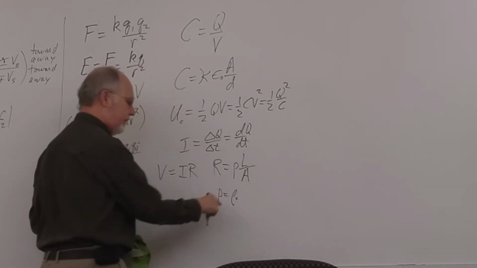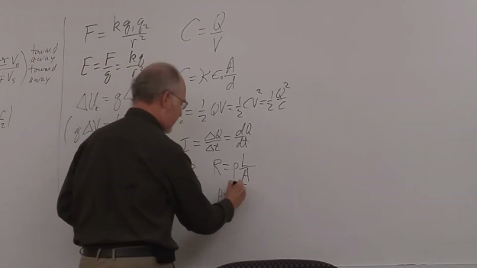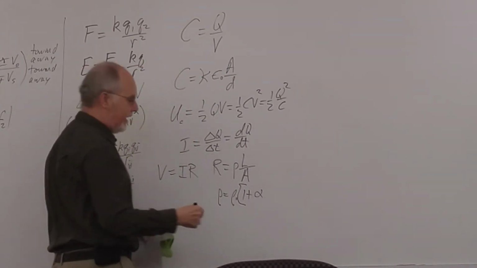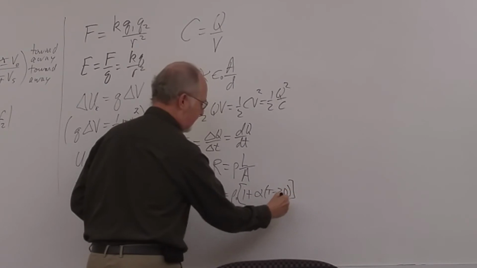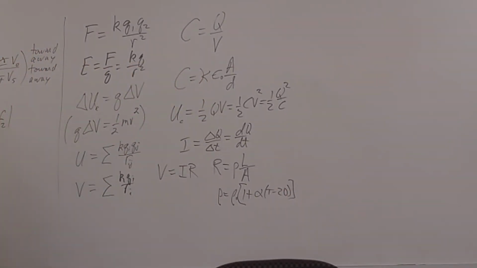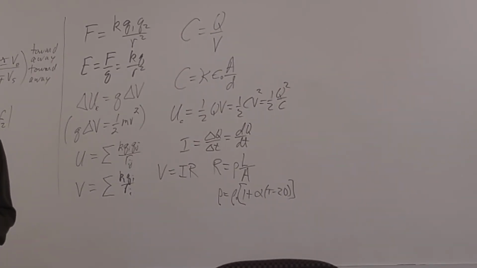The resistivity, the rho naught is at 20 degrees Celsius, and then times 1 plus the temperature coefficient number, the alpha, and then T minus 20. Now, probably you're not going to need that temperature-dependent equation there, but remember, it's on the formula sheet, so I'll mention it.